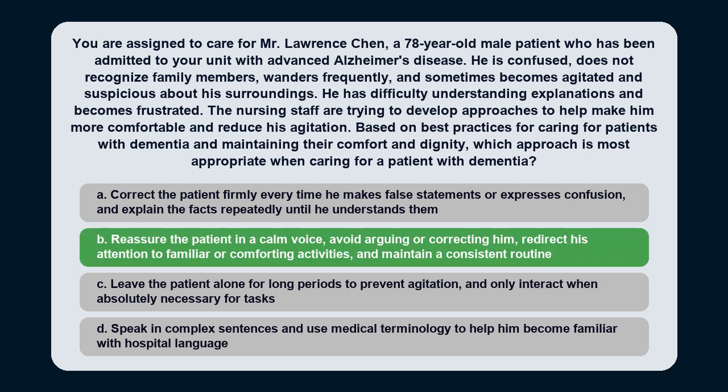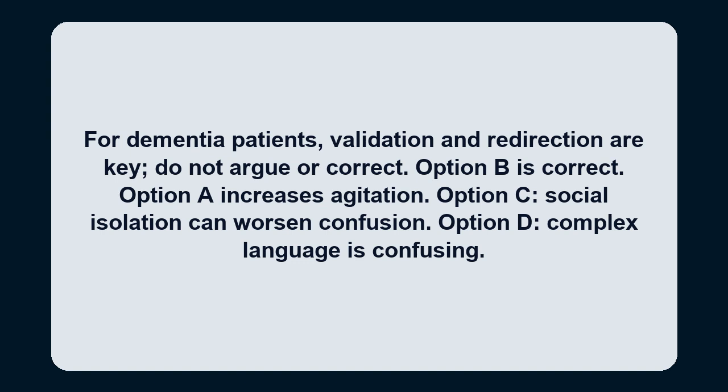The answer is B. For dementia patients, validation and redirection are key. Do not argue or correct. Option B is correct. Option A increases agitation. Option C. Social isolation can worsen confusion. Option D. Complex language is confusing.